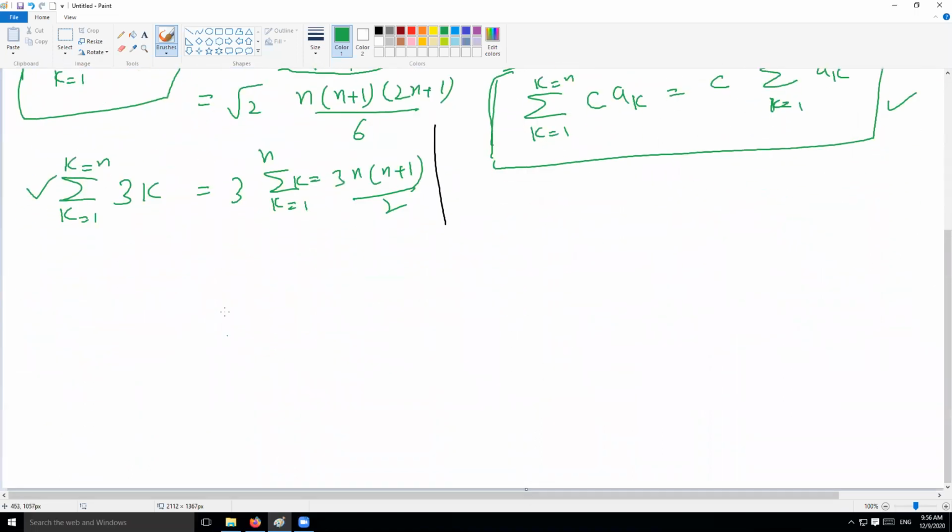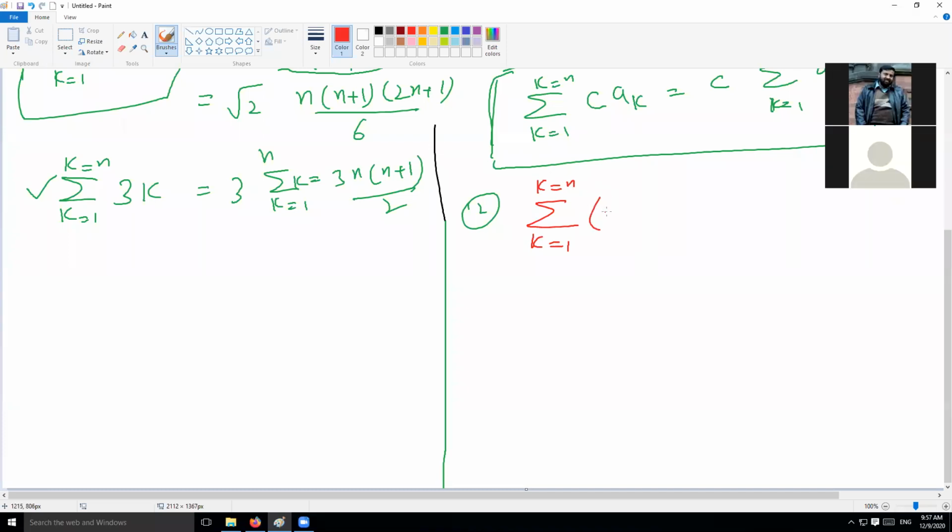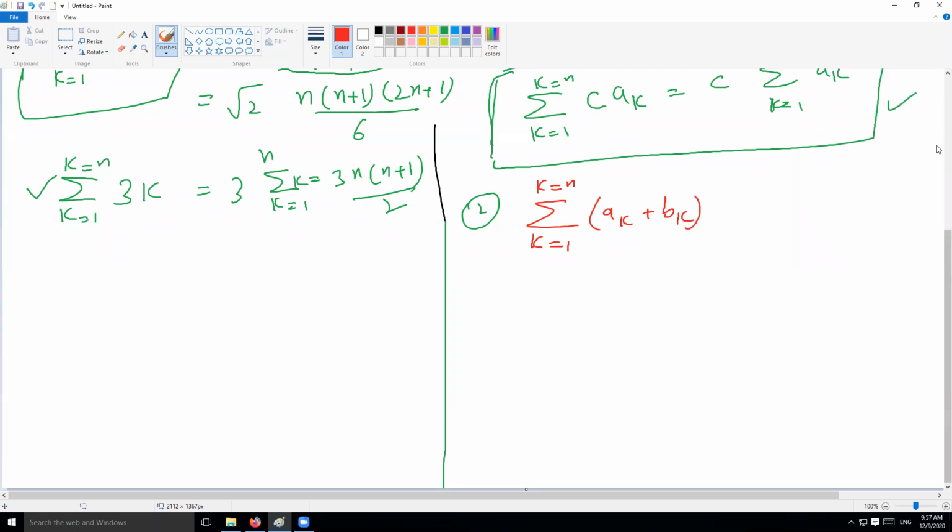Now let me move to another property. Property number 2 for the sums. For example, if I have a sum that goes from k equal to 1 to k equal to n, but in the sum I don't have one sequence, I have two sequences, say ak plus bk. What would be the explicit form of this expression? How can I compute it?